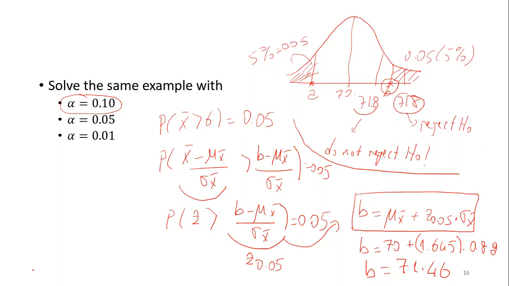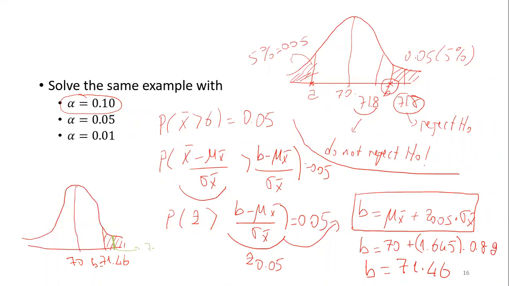Let me re-plot it. This is the distribution of X bar. Here I have 70, and 71.46. The area to the right of 71.46 is equal to 0.05. Remember, this is B. Well, what is my 71.8? 71.8 is somewhere here because that's greater than 71.46.